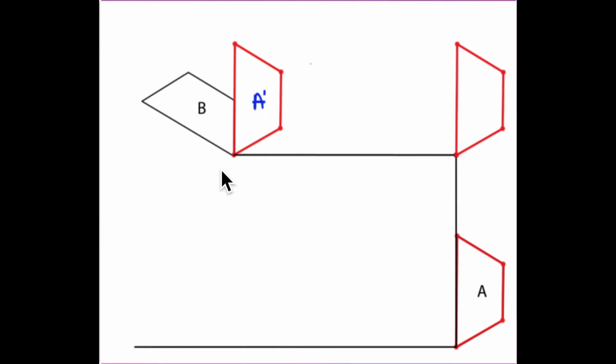Another way to look at it is to slide figure A up vertically. And so again, you have to slide it up so that this point right here is horizontal to this point on figure B, and then slide this figure horizontally over to where it matches A prime. Second way to do that.